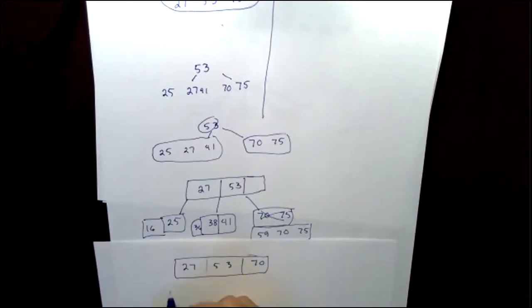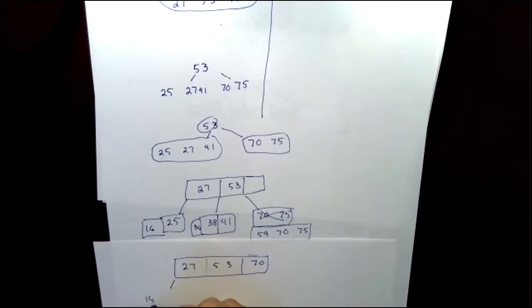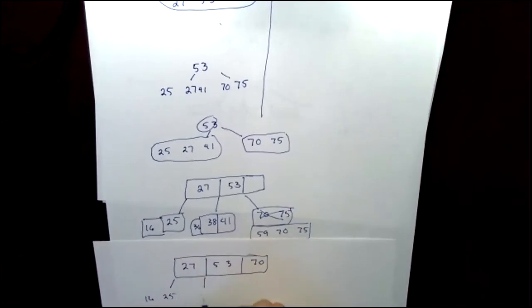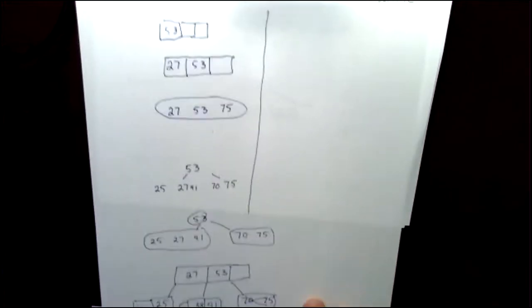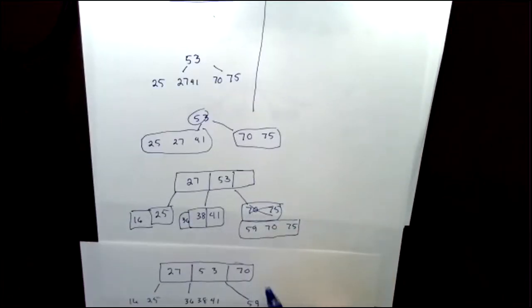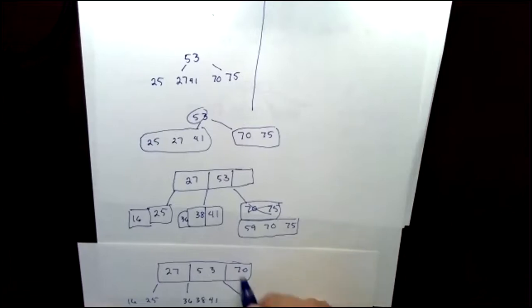I'm still going to have the 16 and 25 here. I'm going to have 36, 38, and 41 here. I'm going to have 59. What was the number that I just added? 73. 59 will be here. 73 was on this side. So out here will be 73 and 75.